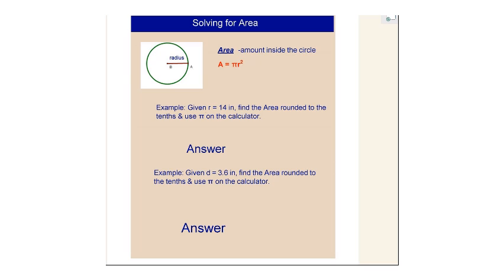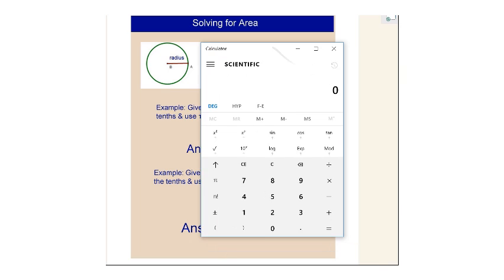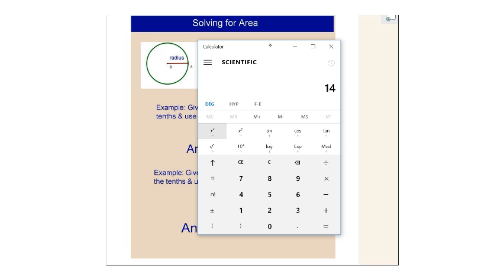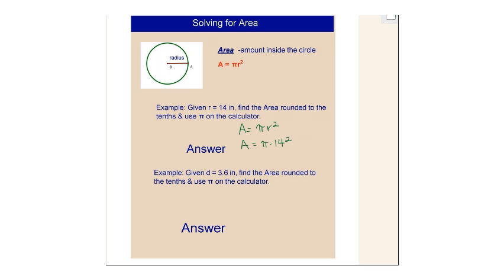So in this example, we're given the radius is 14 inches. So I'm going to write my formula. Then I'm going to substitute 14 in the place of my radius. And in my calculator, I often put in 14 squared and then pi because it doesn't really matter what order you multiply these in. So 14 squared times pi gives me 615, and I'm going to go ahead and round this to the tenth, so 615.8. Now since this is how many squares there are, our units will be squared, so that's inches squared.